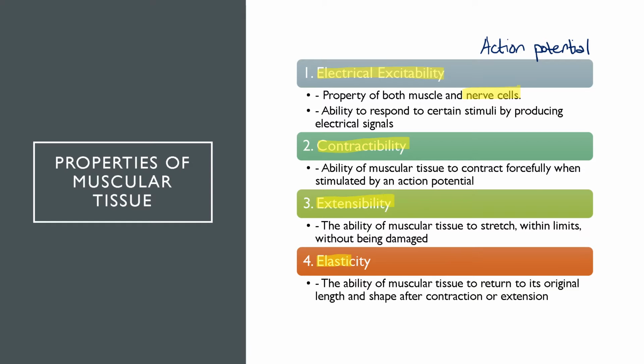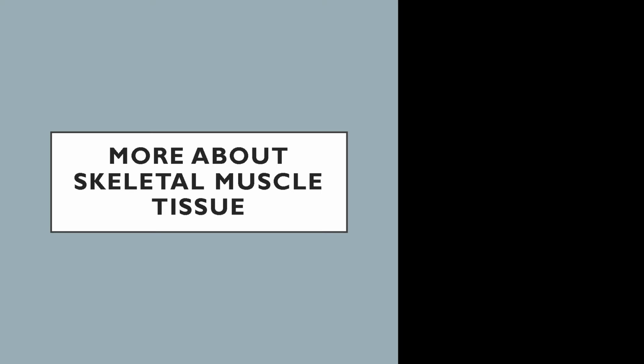And then we have elasticity, which is the final property of muscular tissue. This is the ability of muscular tissue to return to its original length and shape after contraction or extension. Now for the rest of this chapter, skeletal muscle will mainly be the focus, even though we are going to mention smooth and cardiac muscle briefly. So we're going to go into a bit more detail about skeletal muscle.